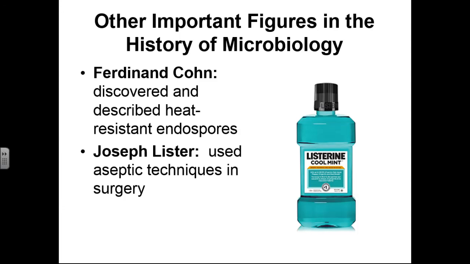We also have Ferdinand Cohn and Joseph Lister. Ferdinand Cohn is a gentleman who discovered that there are heat-resistant endospores, that even if you boiled a liquid for an extended period of time, these endospores would not be killed off at boiling temperatures, at 100 degrees Celsius. And then there's Joseph Lister. Joseph Lister is the gentleman who pioneered the use of aseptic technique in surgery to minimize the amount of infection. He is also the namesake of Listerine mouthwash, which I find to be kind of a cool bit of trivia.